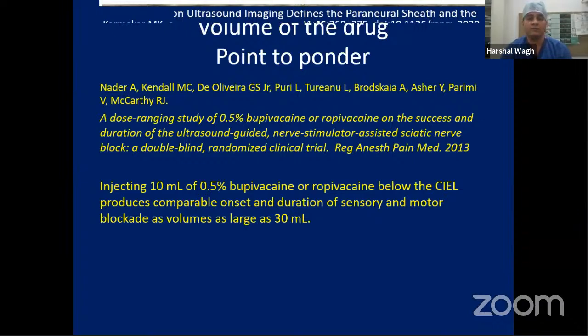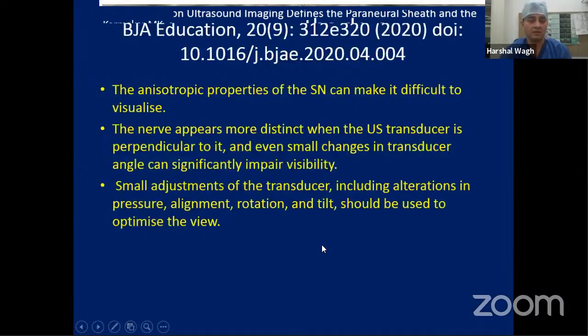Now, volumes of the drugs. Like with any nerve blocks, we are going down on the volumes. I'm just going to quickly touch on this study, which found that 10 ml of 0.5% bupivacaine or ropivacaine below that common sheath produces comparable onset and duration of sensory and motor block as compared to as large as 30 ml. But that's probably one's own debatable question.